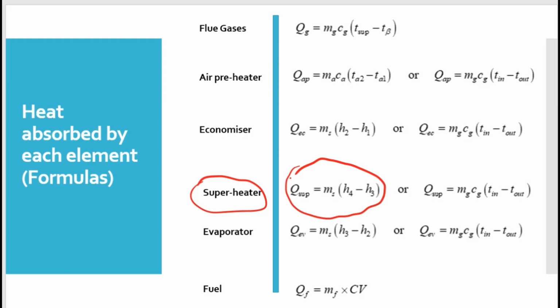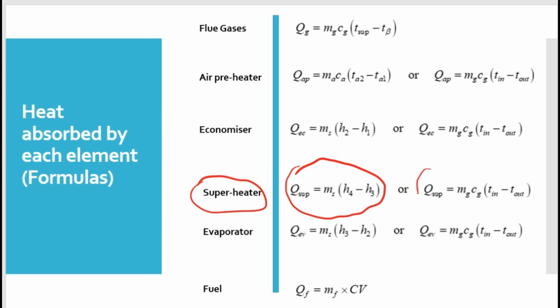Remember, on N5, you were taught how to calculate the enthalpy of wet steam, how to calculate the enthalpy of superheated steam. And you were also taught how to read the enthalpy of superheated steam on the steam tables when you are given pressure and temperature.